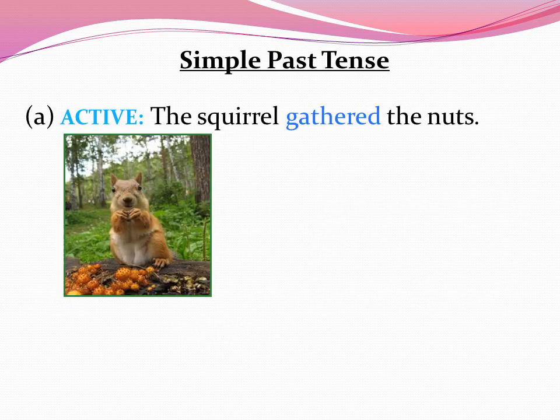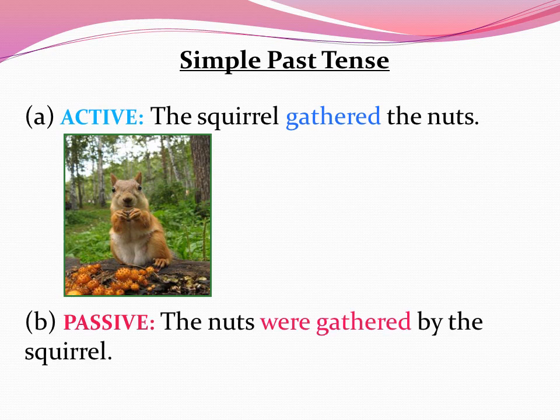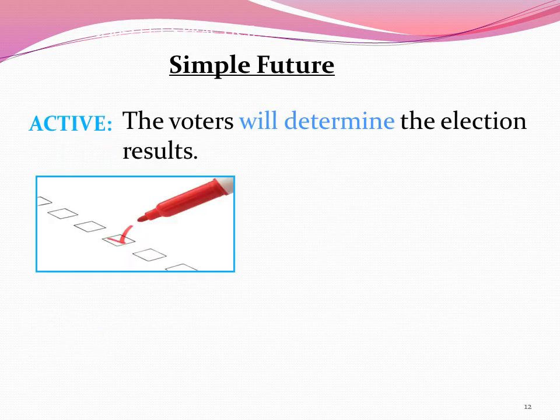Simple past tense. Also, the squirrel gathered the nuts. Gathered is past, and it's changed into the nuts were gathered by the squirrel. Here, nuts were. Why? Since nuts is plural, we take were, the plural past form of verb to be, plus the past participle, and so on. Both sentences have the same meaning.